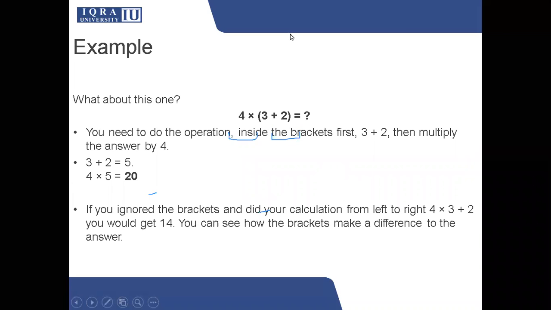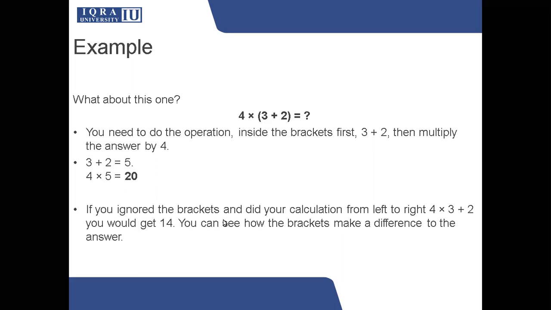Okay. Similarly, I have another expression right over here: 4 times (3 plus 2). Now you may think of multiplying first, but you have to remember we have to solve the brackets first. So solve the expression in the brackets. 3 plus 2, we get 5. And then you multiply this number 5 by the number 4. And 4 times 5 is 20.